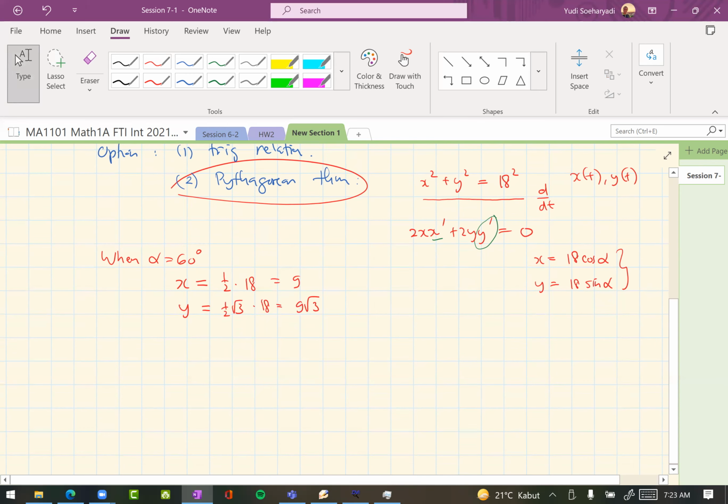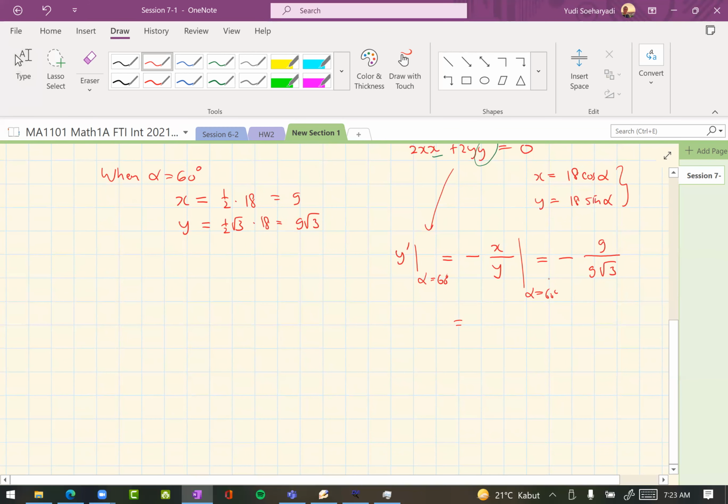Okay. So from here, you know that dy/dt, y prime, when alpha is 60 degrees is, let's see, what is this? So that is negative from here. Take x over y. Okay. When is 60 degrees? So this is the data. Okay, so minus 9 over.